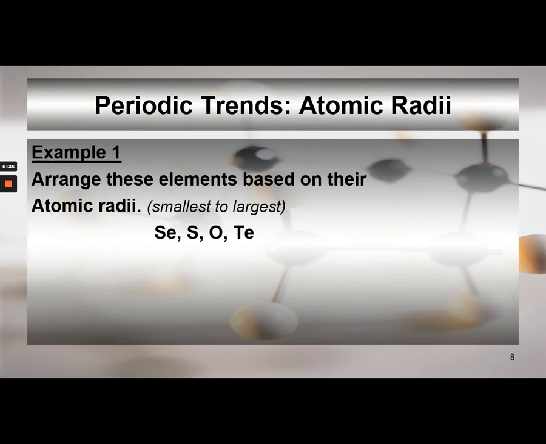If we were to put them in order from smallest to largest, we see that oxygen is smaller than sulfur, which is smaller than selenium, which is smaller than tellurium. If you look, those are elements that are in the same group. So as you go down the group, the atomic radius increases. Putting them in order from smallest to largest gives us that order.